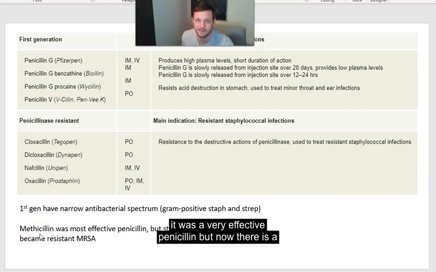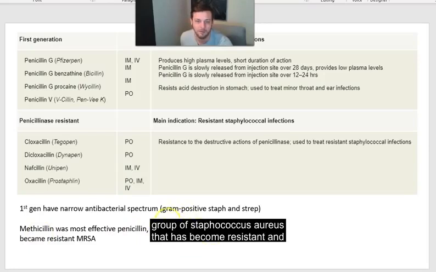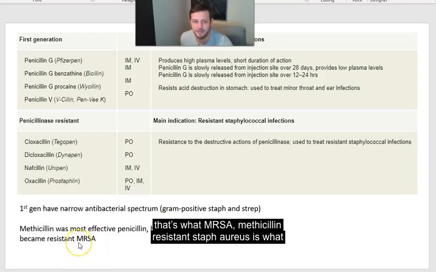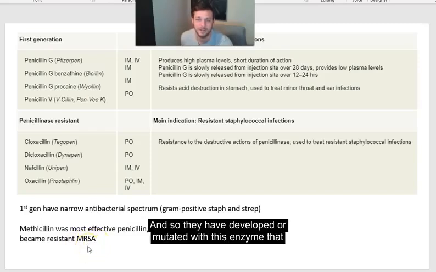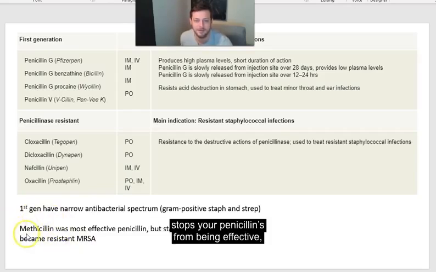It was a very effective penicillin, but now there is a group of Staphylococcus aureus that has become resistant, and that's what MRSA is, right? Methicillin resistant Staph aureus is what it's called. And so they have developed or mutated with this enzyme that stops your penicillins from being effective. Penicillinases or beta-lactases.